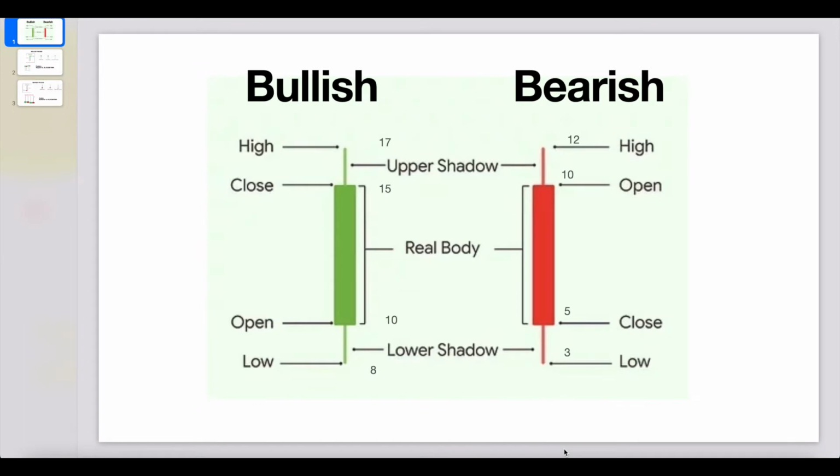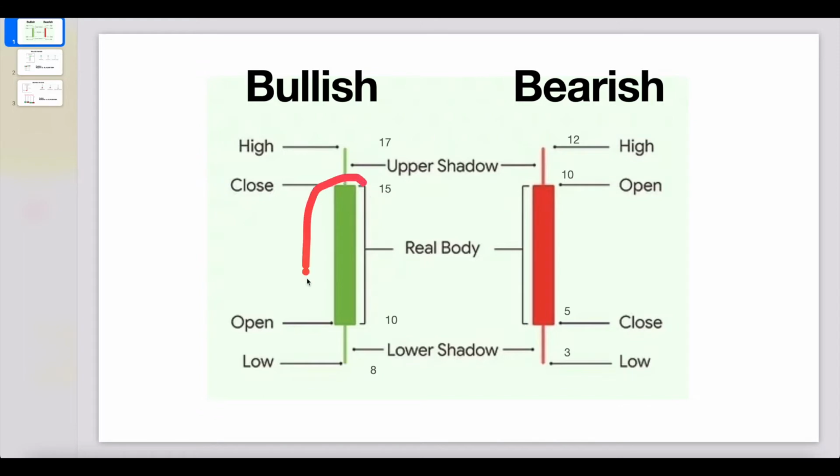When you look at any chart, there are two types of candle. One is a red candle and another is a green candle. A green candle indicates bullish nature and a red candle indicates bearish nature. How does this candle form? Let's look at the basics of the candle.